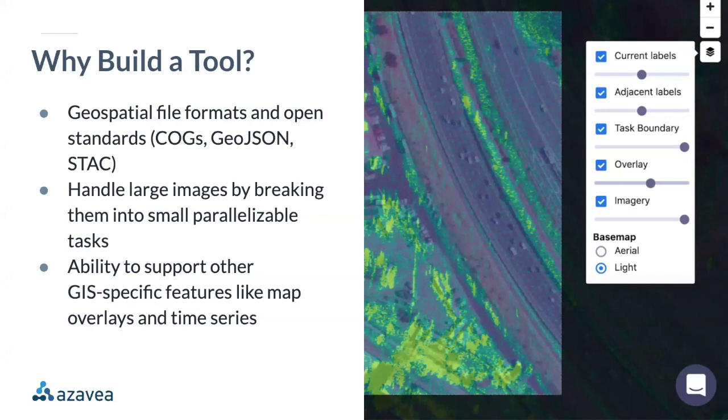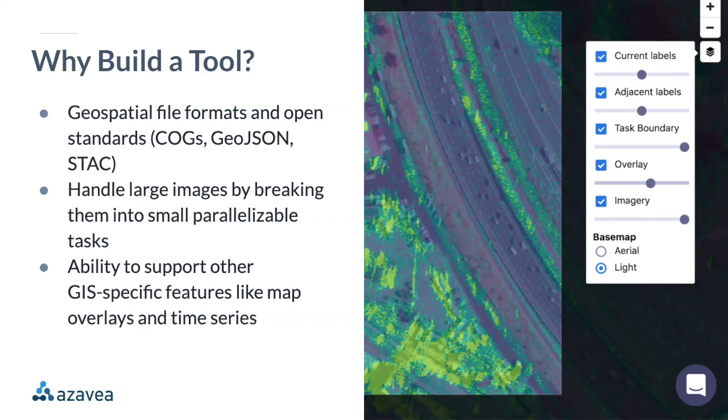All right, so we built our own tool, and these are some of the nice properties of it. First, it can natively handle geospatial file formats and open standards, things like GeoJSON and Stack. And one of the problems it handles is that it can handle the really large images that we're used to dealing with in GIS. It handles that by breaking them into small parallelizable tasks. And then each task can be worked on and labeled by different labelers.